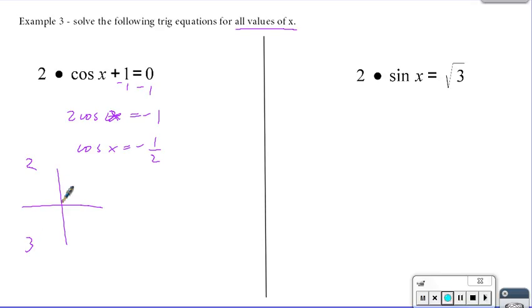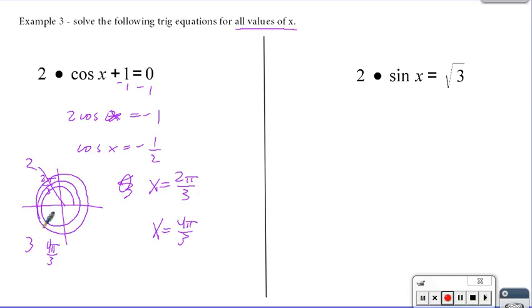All right, it's the x value, so that's going to be 2 pi over 3, and that's going to be 4 pi over 3. Okay, but I'm looking for all values of x. So yes, x equals 2 pi over 3, and yes, x equals 4 pi over 3. But when I say all values of x, I mean every single time that this circle passes and hits 2 pi over 3. Every time. Forever.